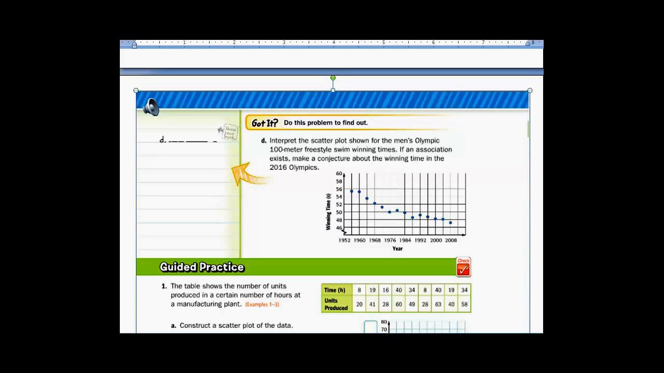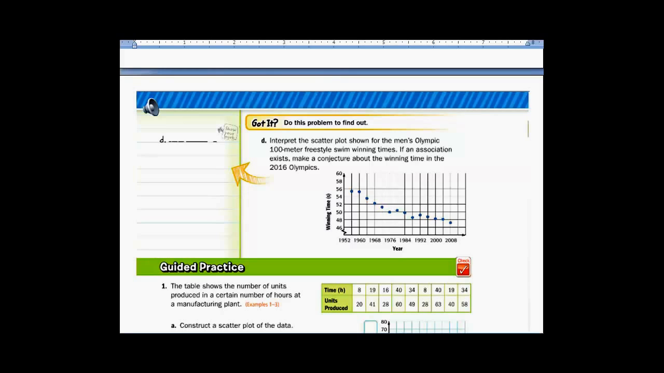Okay, it wants to know the winning time in the 2016 Olympics. If that's 2008 and they were going up, then that's 2008, that would be 2004, 2000, so this would be 2012. So what would it be if it were right here?